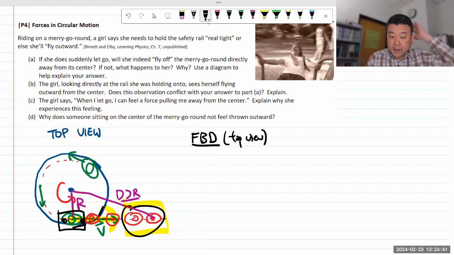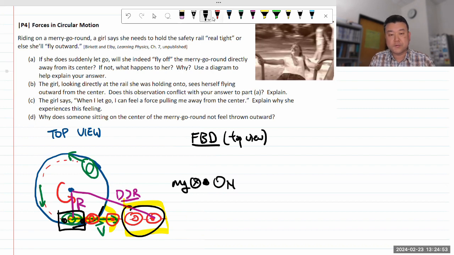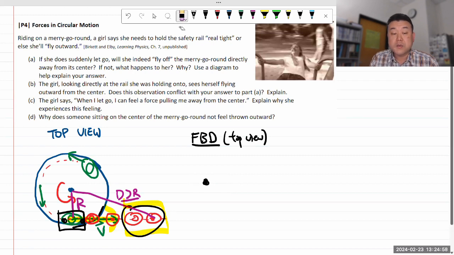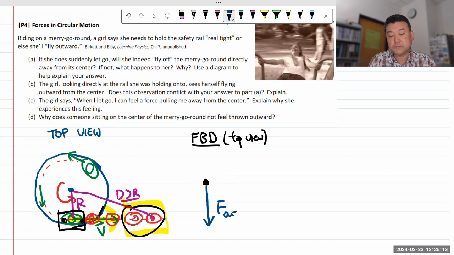By drawing it from top view, what I mean is we are not going to draw gravity and normal force, because gravity will be into the page and the normal force will be out of the page. And it's just confusing more than anything. Those just balance each other out, so I won't draw gravity and normal force. So this is the question. What this statement says is when I let go, I can feel a force pulling me away. Then she's saying that there's some kind of force pulling her away.